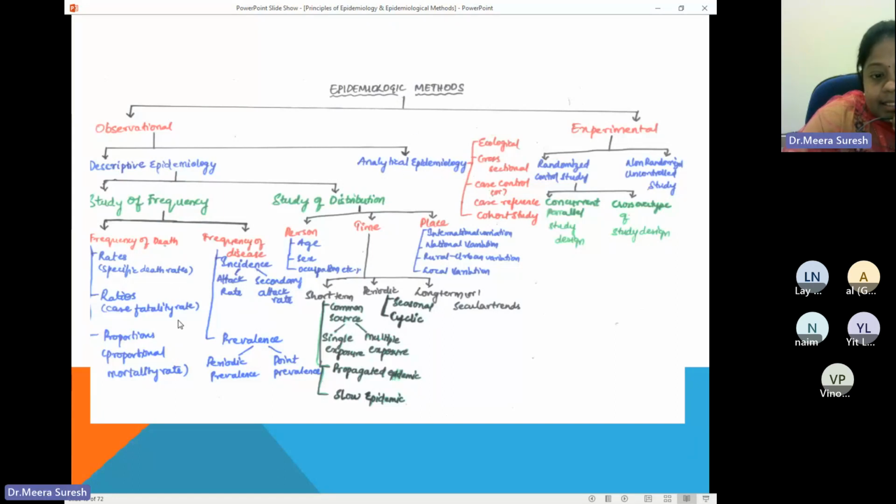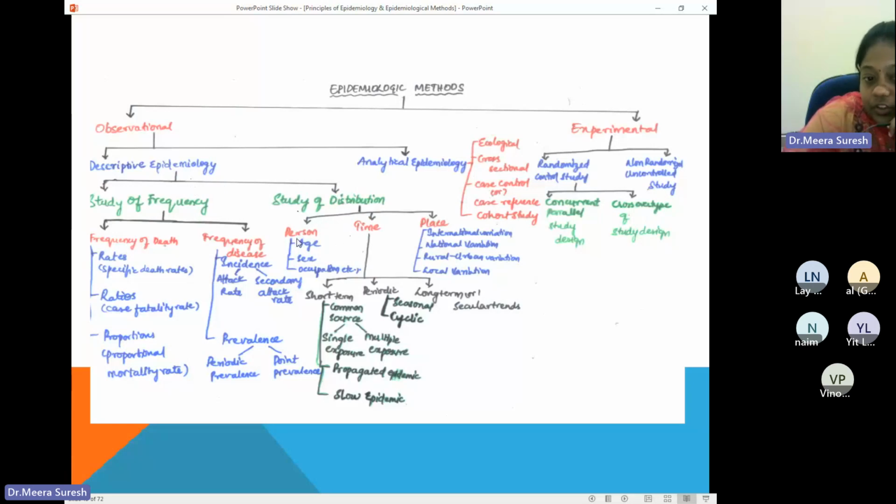So in the study of frequency, we studied the frequency of death and also the frequency of disease. For the frequency of death, we learned about the rates, the ratio, the proportion. Then we saw the frequency of disease: incidence and prevalence. Incidence is classified again into attack rate and secondary attack rate; prevalence into period prevalence and point prevalence. So this section we have done with descriptive epidemiology. The second section we have to deal with is the distribution, how the disease is distributed.